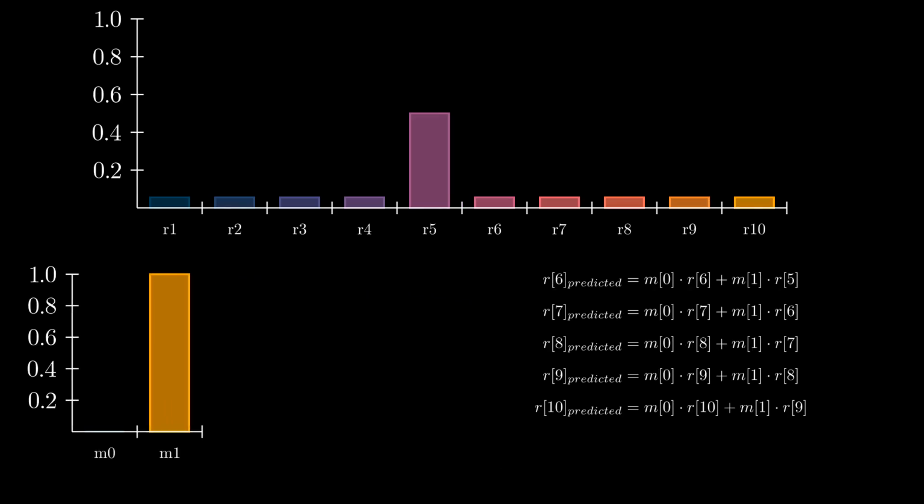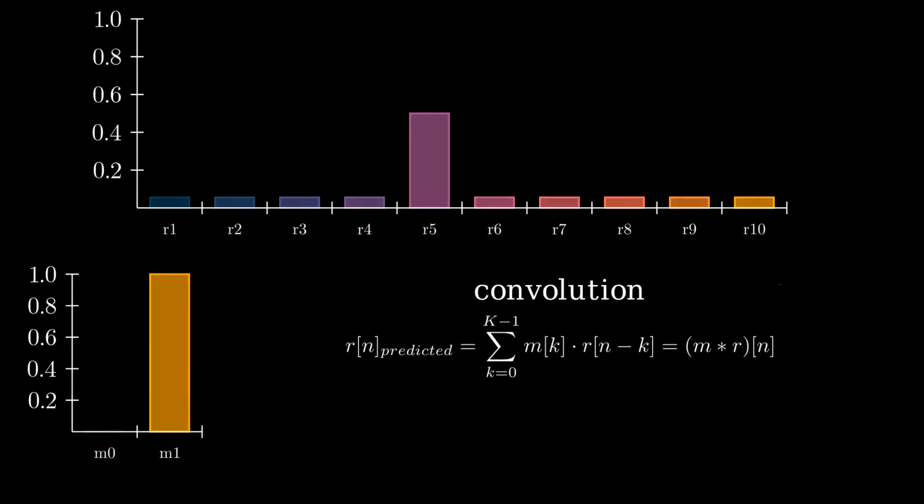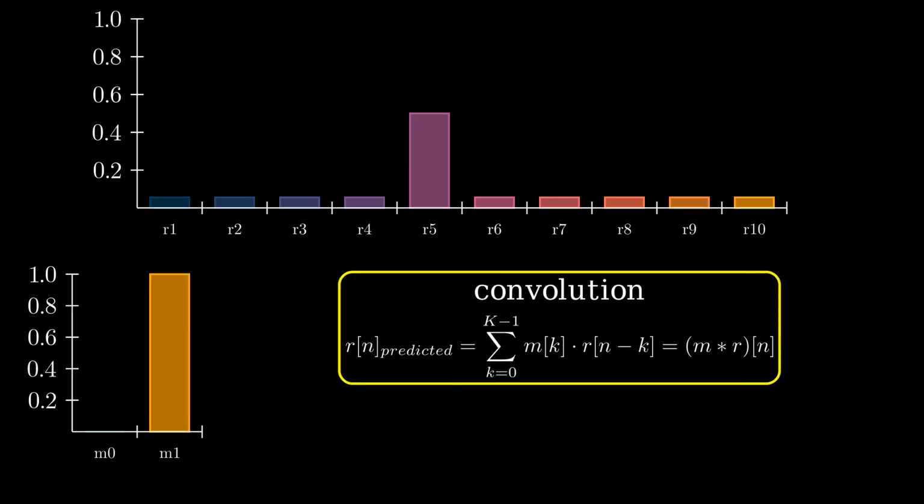Symbolically, the operations are as follows. Now we can generalize to a single formula. This operation is what in mathematics is called convolution, and in probability theory corresponds to the addition of independent random variables. This is also called the total probability theorem, or the law of total probability.